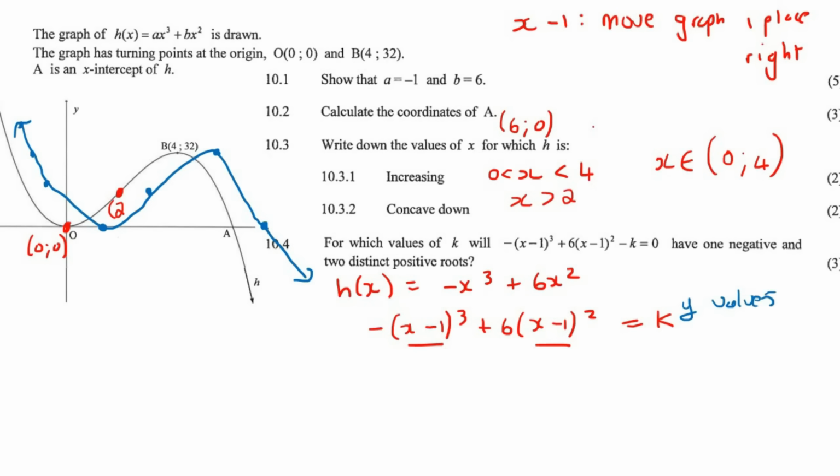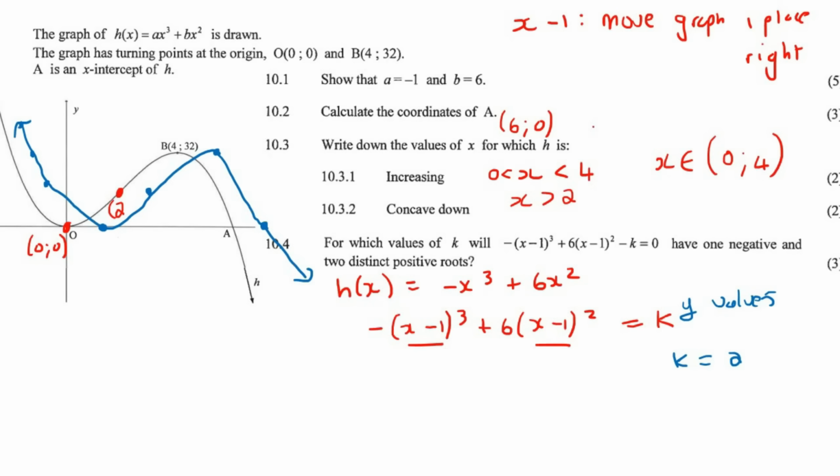Okay, now check this out. If k is 2, then your y value is 2. That would be here, where your y value is 2. If k is minus 1, then that would be a y value of minus 1. So that would go somewhere there. So they want to know what y values will give this graph 1 negative and 2 distinct positive roots. Distinct means different. So let's just talk about this. Let me show you a few scenarios.